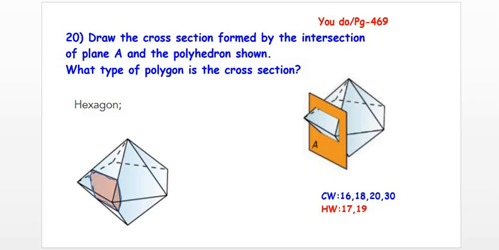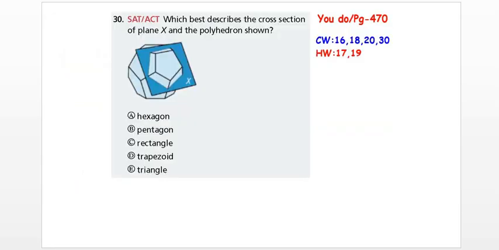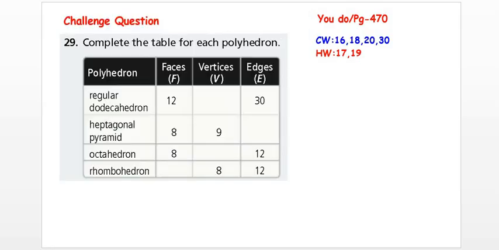Clear? Let's see what do we have next to solve. Here it says which best describes the cross section of plane X and the polyhedron as shown in this diagram. So clearly you can see the piece that is cut from here is giving us a pentagon. So what will be the answer? The answer will be a pentagon. Let's see what do we have next.